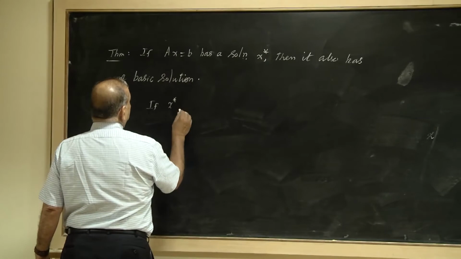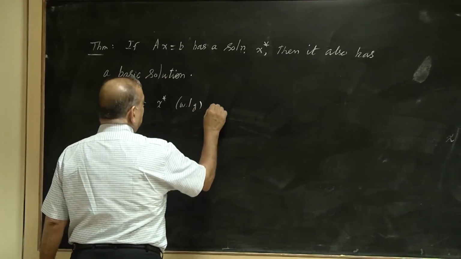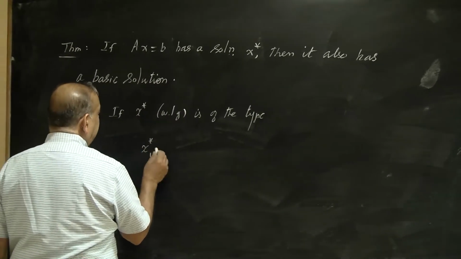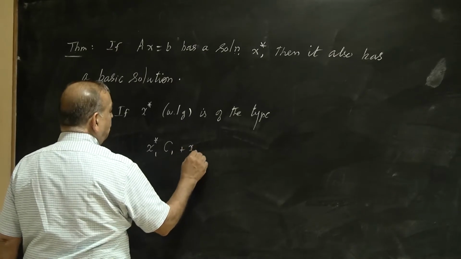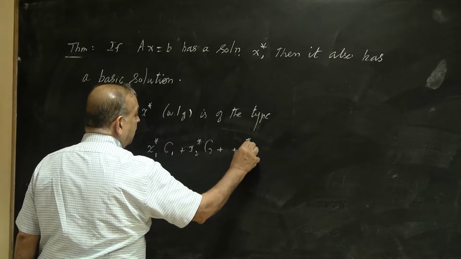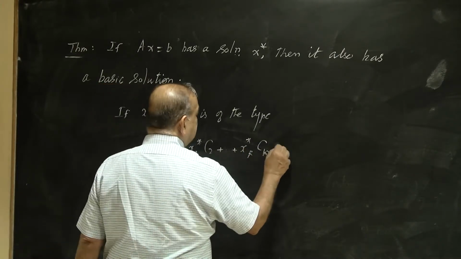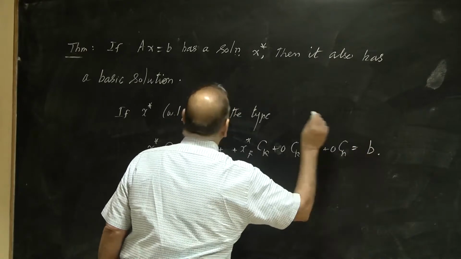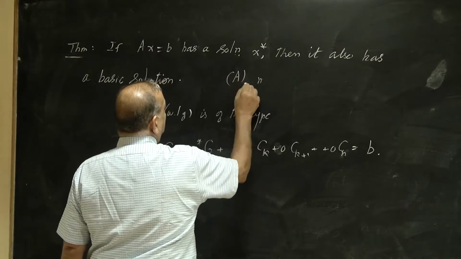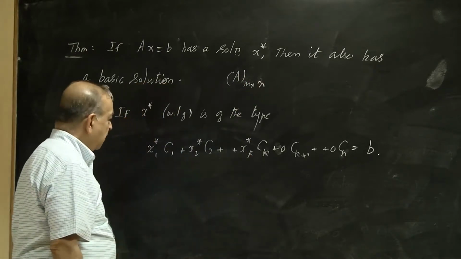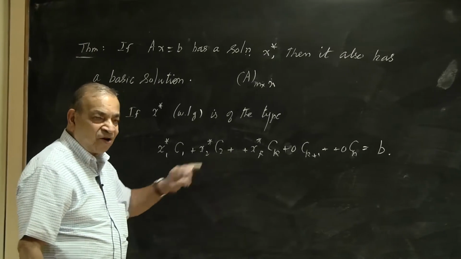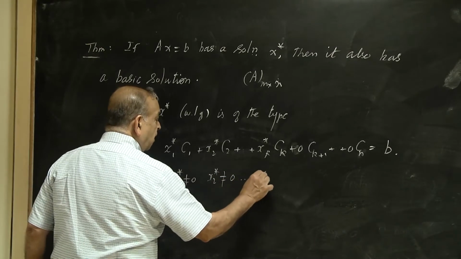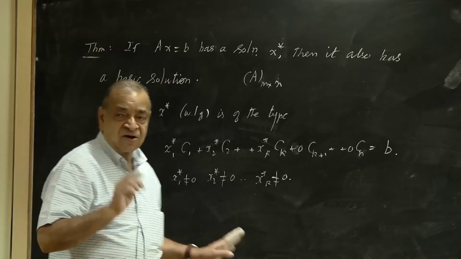If x star, without loss of generality, is of the type: its first coordinate times the first column of A, plus second coordinate times the second column, up to the kth column, plus the rest which are 0, 0 times c_{k+1} up to 0 times c_n, equals b. Because suppose A is an m by n matrix. And suppose all these are non-zero: x star 1 is non-zero, x star 2 is non-zero, x star k is also non-zero. It can be negative or positive, but they are non-zero.